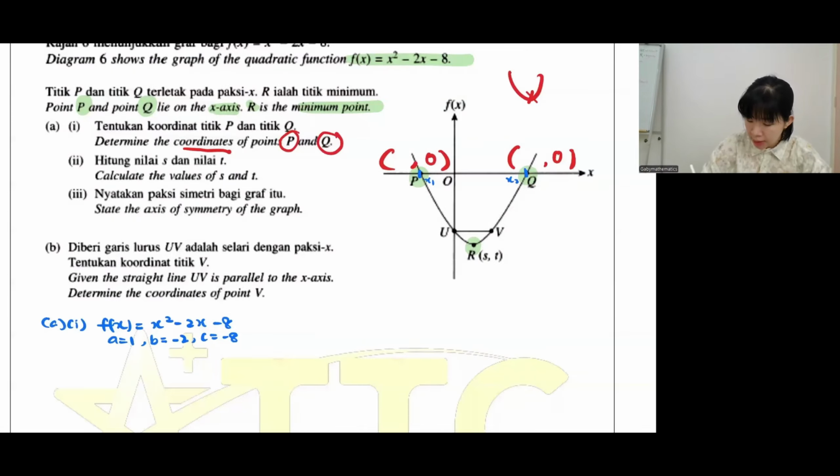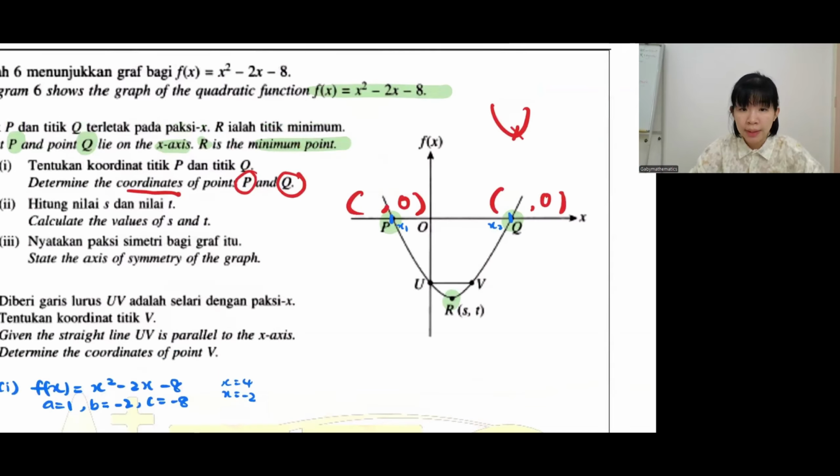Okay, the A is ABC. Okay, so do you get first answer 4? Then second answer, negative 2. Okay, guys, this question is only 2 marks. If you can tell what is the coordinate of P, what is the coordinate of Q, you get 2 marks already. So this 4 and negative 2, make sure you label it correctly.